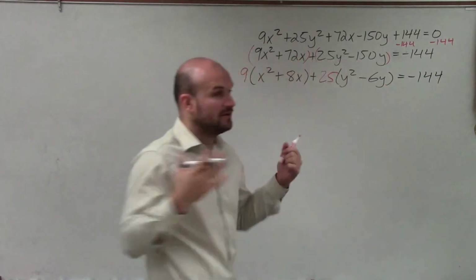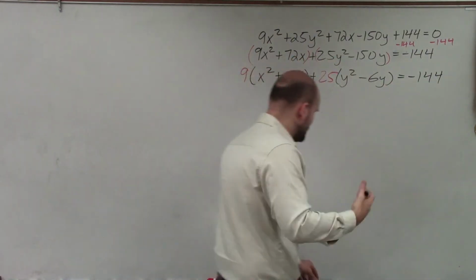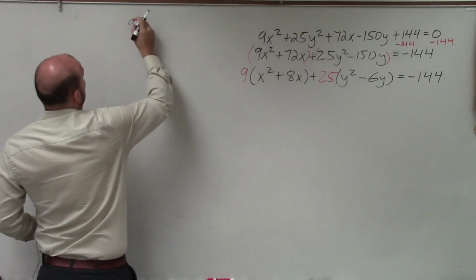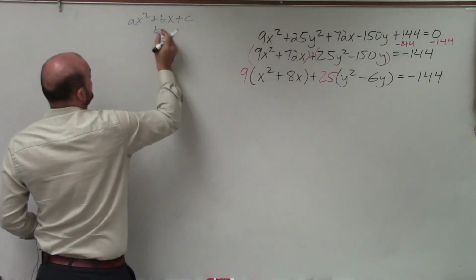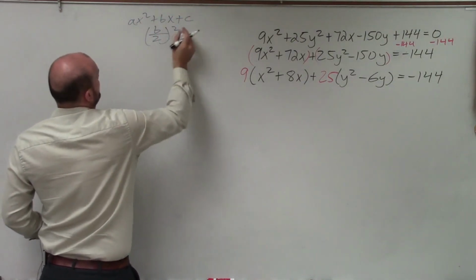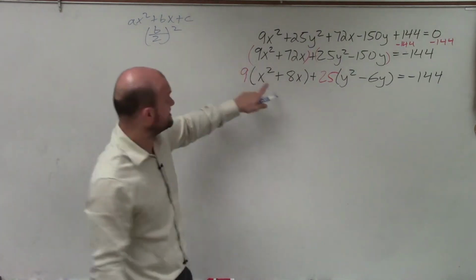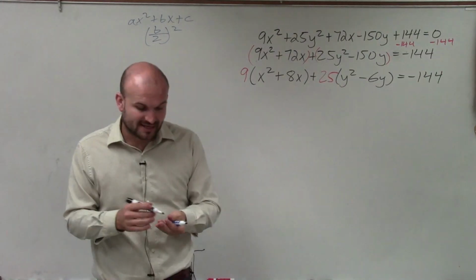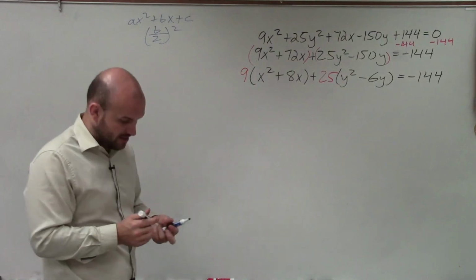All right, so now comes the lovely part of completing the square, creating that perfect square trinomial. And to do that, when we have a quadratic in the form of ax squared plus bx plus c, to complete the square, we're going to take b divided by 2 and square it. All right, so here's a quadratic. I just don't have a c. In each one of these parentheses, I have quadratics. They just don't have c's. However, I can still take the value of b, divide it by 2, and square it.